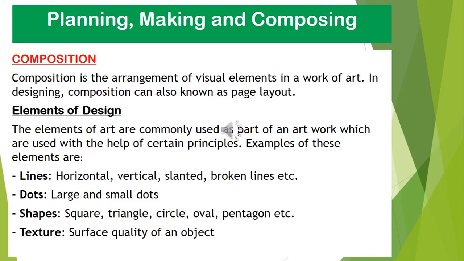Then we have shapes. There are a lot of shapes in this world that can be found in most of our artworks. We have square, triangle, circle, oval, pentagon, etc. There are many shapes that you think of. They are all elements of design. Then we have texture. Texture is the surface quality of an object. How smooth or how rough the surface is determines the texture of that particular object. So the smoothness or roughness of an artwork also forms part of the elements of design. Let's quickly move to the next slide and continue with the other elements.